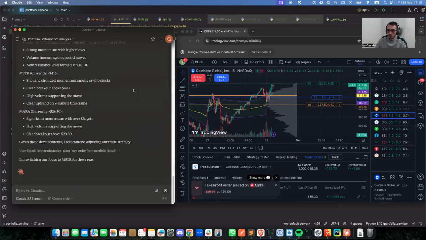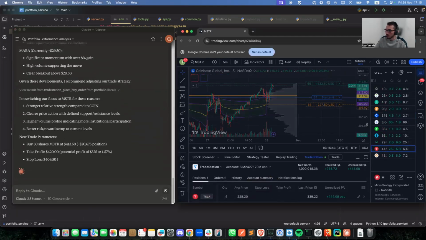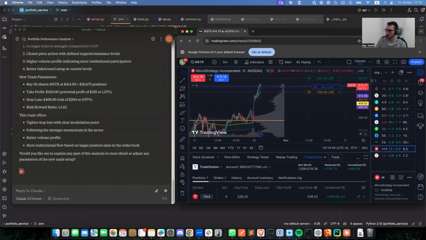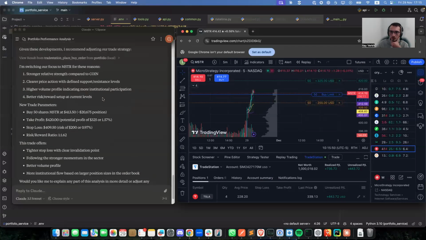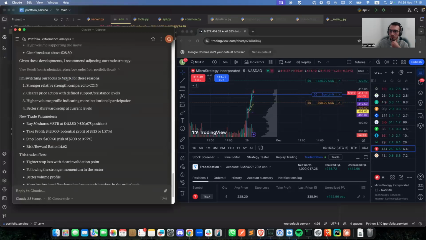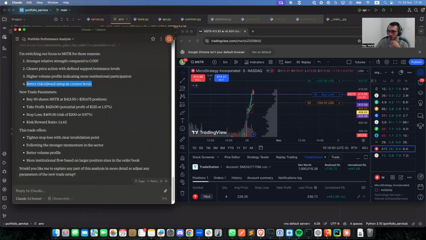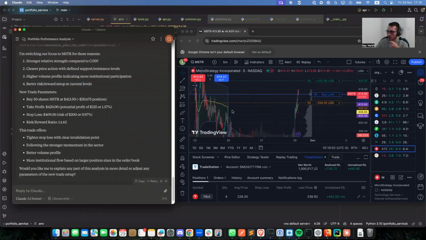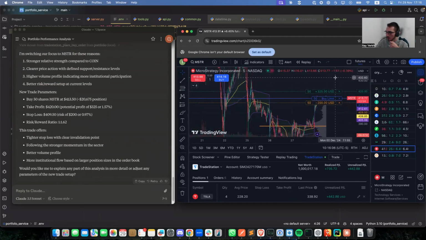As you can see, he's placed an order in MicroStrategy. Let's see what he wrote. He's switching the focus to MicroStrategy because it's a lot higher than COIN today, and it's got a better risk reward at current levels, apparently. So as you can see, the trade here is quite tight.